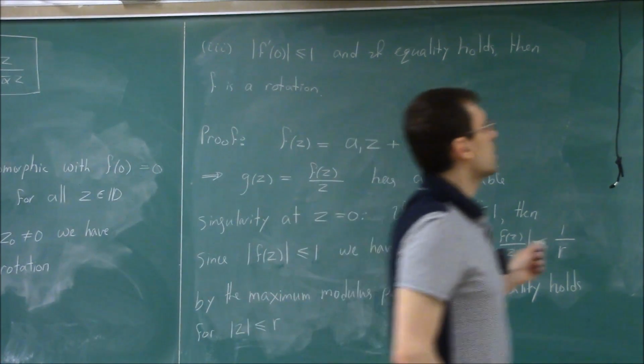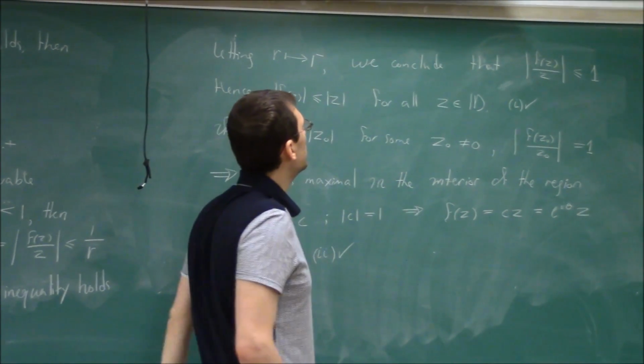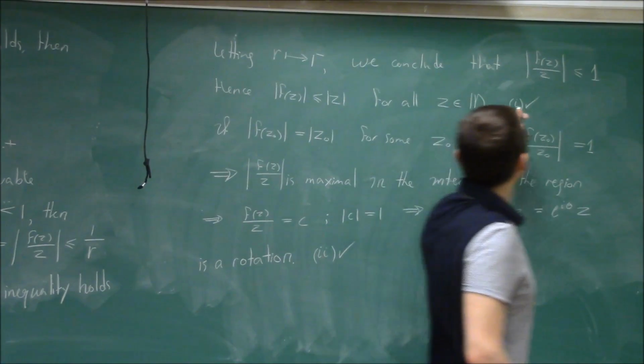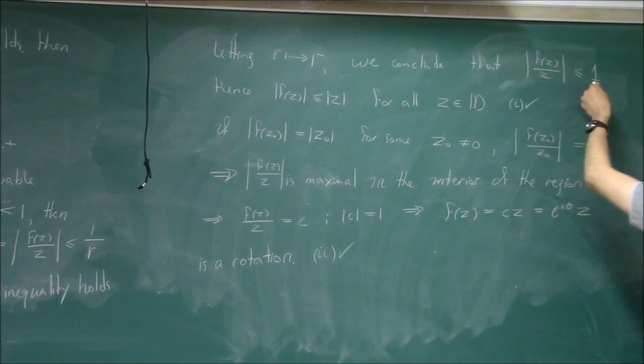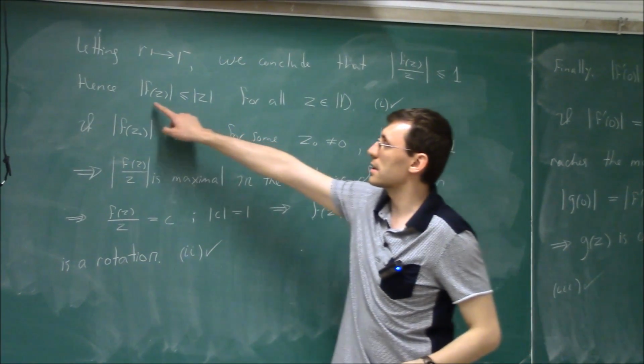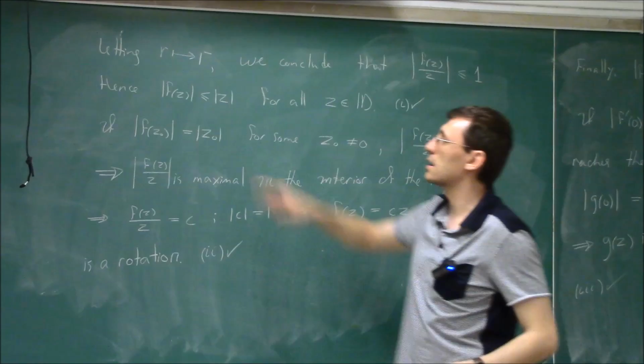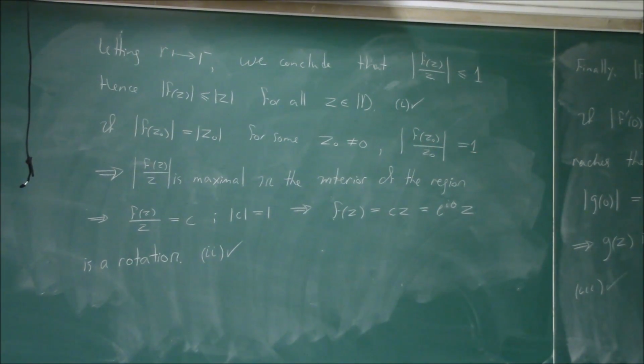So then we can create bigger and bigger circles by pushing r to 1. And we conclude that the modulus of f of z over z is always less than or equal to 1 for all z. And that is very quickly translatable to modulus of f of z less than or equal to modulus of z. And that takes care of I.